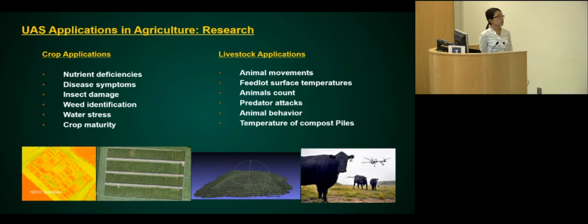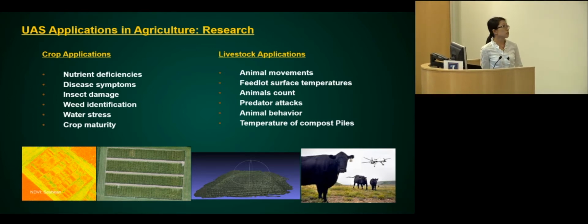Our UAVs can be used in different kinds of applications in agriculture, in crop applications and livestock applications. For crop applications, we can monitor the crop status, get the nutrition status of the crop, and detect disease or insect damage. We can also analyze water stress or crop maturity. In livestock applications, we can monitor animal movements and animal behaviors, and we can also capture temperatures or some other data from the livestock field.